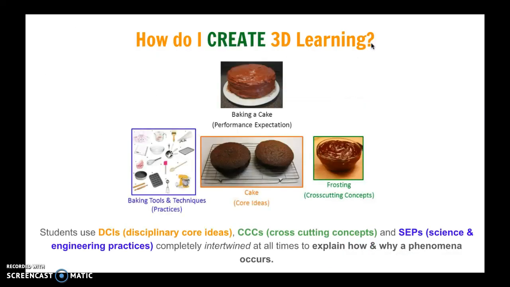When you're thinking of 3D learning, you can think of a cake. The content, or DCI, is the actual cake. It is the eggs, the sugar, the flour, and other ingredients that you may need. The SEPs, or science and engineering practices, are the baking tools. They can be a spoon, a measuring cup, a baking sheet, or even your hands. The cross-cutting concepts, or CCC, are the frosting that keeps the cake together. So, what you end up with at the end, or your end product, is the performance expectation. In this example, the performance expectation is baking the multi-layer cake and covering it in frosting.